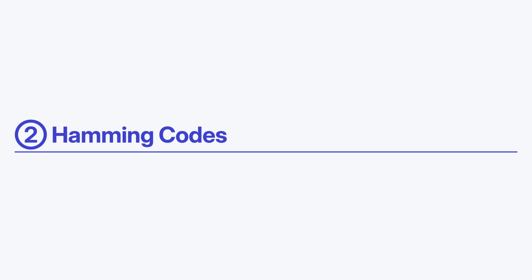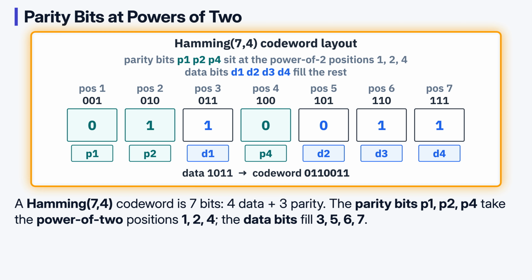In 1950, Richard Hamming built a code that does more than detect an error. When a single bit is wrong, it points to the exact bit and corrects it. A Hamming 7-4 code is a code word of 7 bits, 4 data bits and 3 parity bits. The parity bits sit at the power of 2 positions. Parity 1 is at position 1. Parity 2 is at position 2. Parity 4 is at position 4. The data bits fill the rest, positions 3, 5, 6, and 7. We name each parity bit after its position.